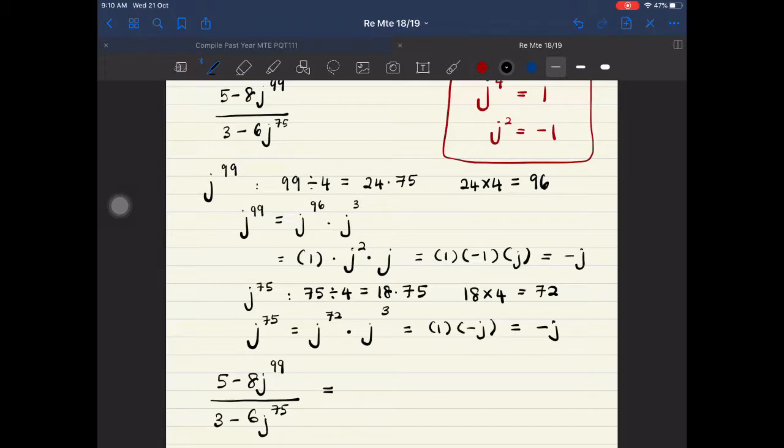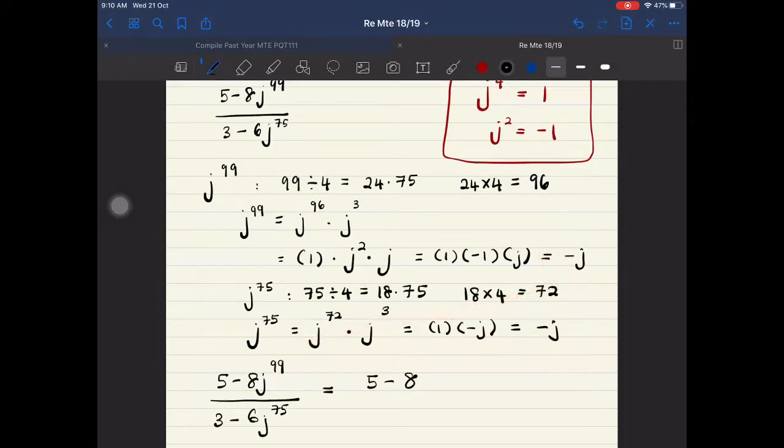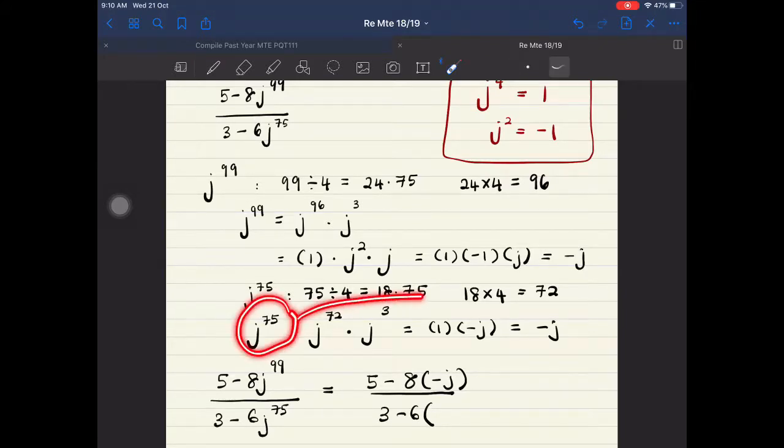This one is equals to 5 minus 8j to the power of 99, which is this one. So you substitute into here. So you will have negative j over 3 minus 6j to the power of 75. You already simplify and you have negative j.